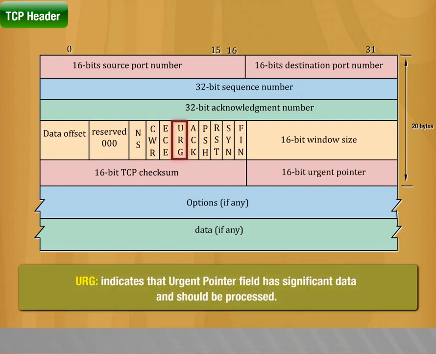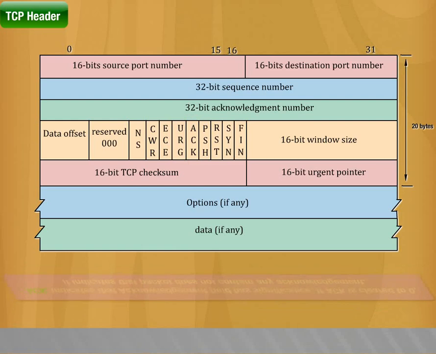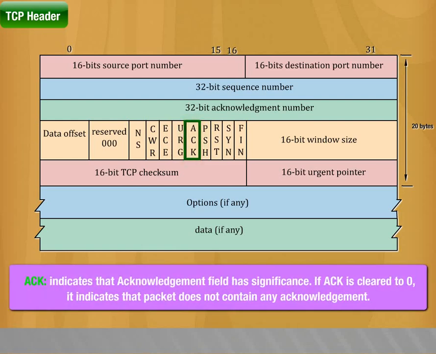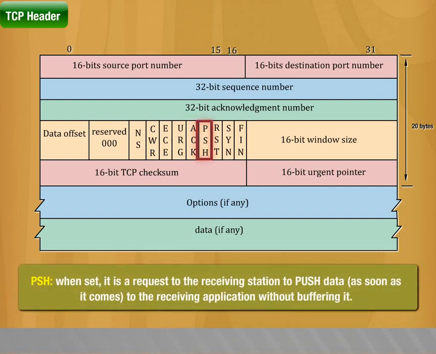URG indicates that the urgent pointer field has significant data and should be processed. ACK indicates that the acknowledgement field has significance. If ACK is clear to 0, it indicates that the packet does not contain any acknowledgement. PSH, when set, is a request to the receiving station to push data as soon as it comes to the receiving application without buffering it.